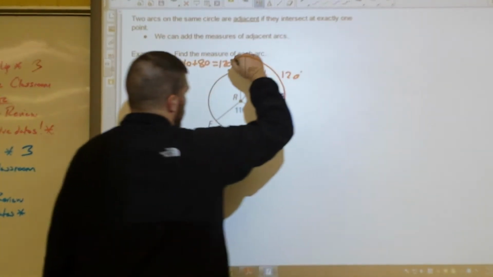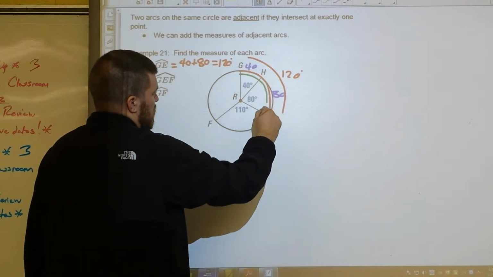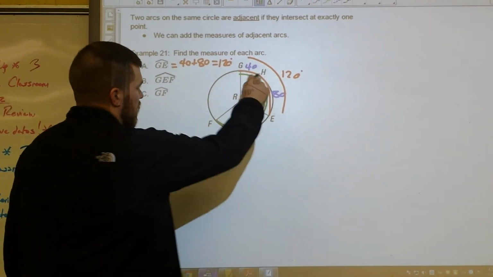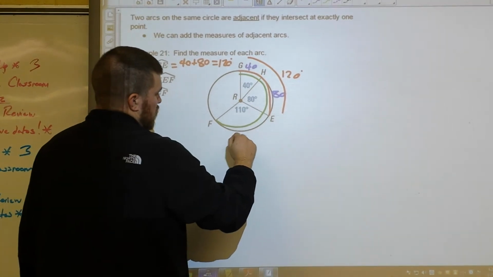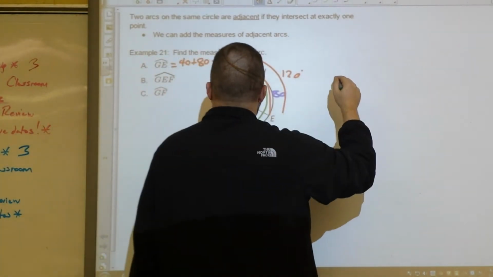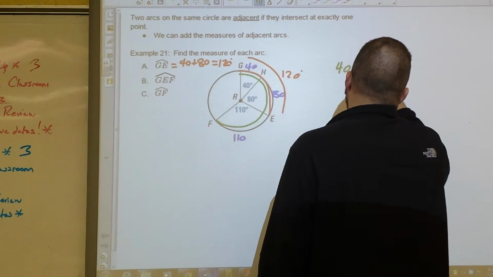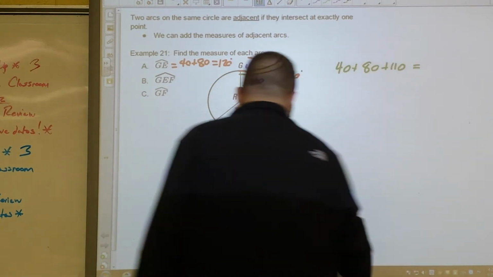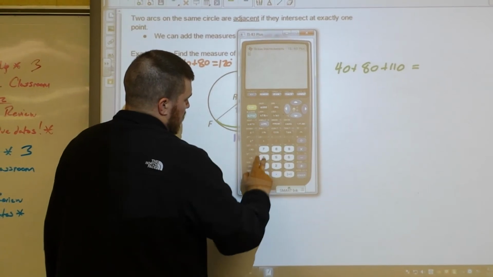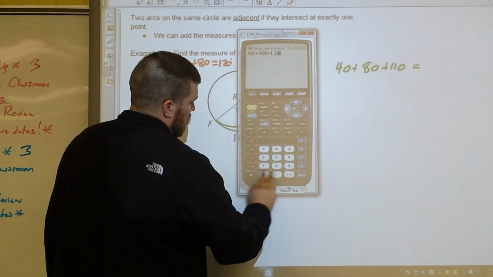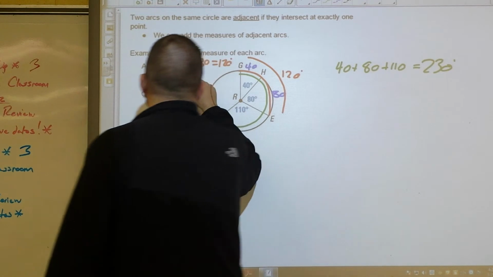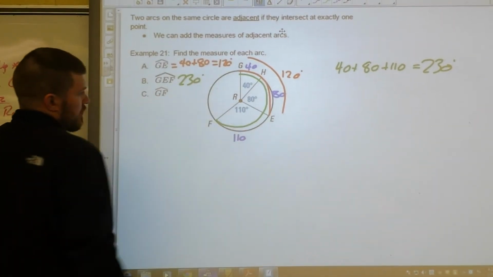All right, now let's do GEF. Okay, again, I'm going to just follow the points in the order they were given to me. Let's do that in green. So GEF, that's what I'm trying to find. Again, essentially I'm just adding up each of these minor arcs. So I had 40, 80, and now this minor arc down here was 110 because that's what its central angle was. So I'm going to add those numbers together. Let's do that over here on the side for my scratch work. I have 40 plus 80 plus 110. I'm going to use my calculator there. Probably could do it by hand, but why? When the technology's here, it makes life so much easier. So I get 230, which is the measure of arc GEF. Pretty easy. No big deal.